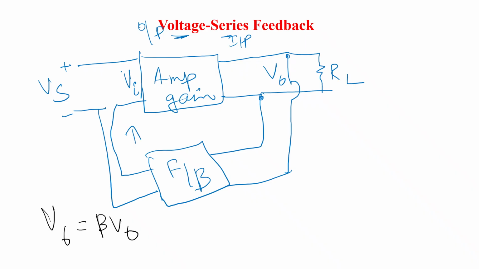We'll go to the second type of feedback, voltage shunt feedback. Voltage shunt: the output is a voltage connection and the shunt input part should be a shunt connection. So both are the parallel way of connecting.